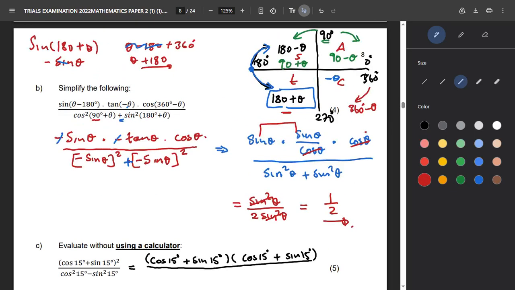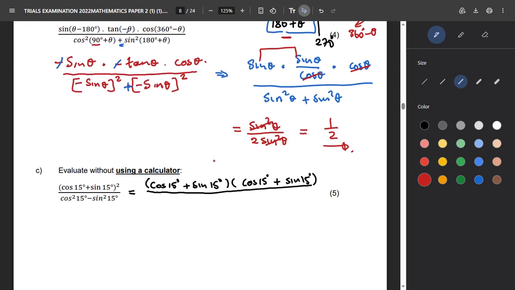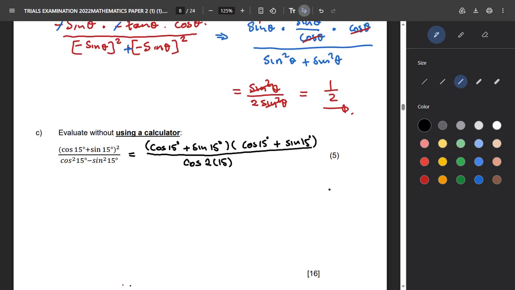If we go back up, you can see that we have a double angle like this. If I have cos squared A minus sine squared A, I can change this into the cos 2 times that angle. So I'm going to change the top part, since it's cos squared A minus sine squared A, you understand? So I can change this into the cos of 2 times that angle. You understand? So this is what I have.